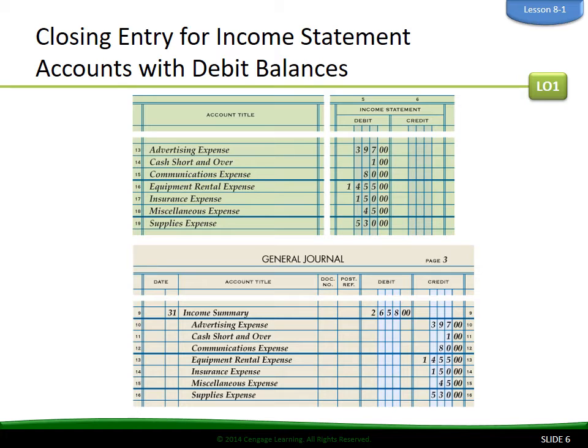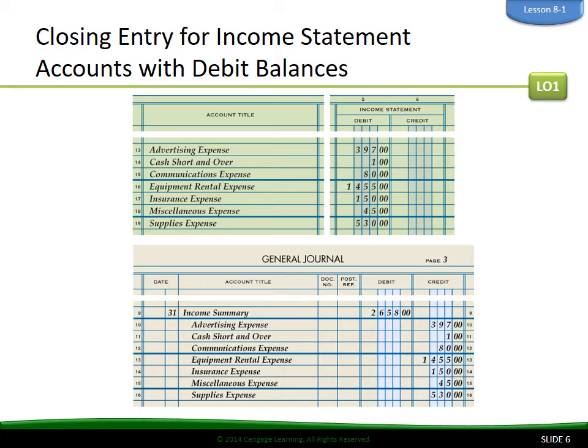Or what you could do is type income summary here, leave this blank. And then underneath it, you would want to list all of these credits to close out these accounts back to 0. And you would list them, advertising expenses 397 is shown here, and so on and so forth. Once you list all these out, you could go back up to this cell for the income summary and hit an equal sign, and then do an auto sum and grab all of these, or you could hit equal sign this cell plus this cell plus this cell, and so on and so forth.